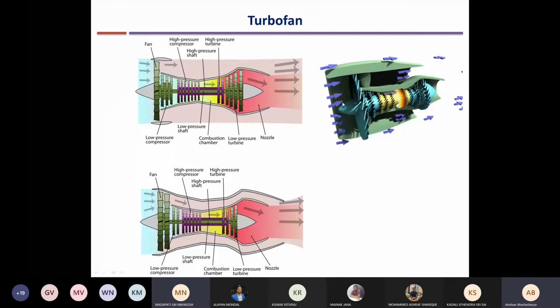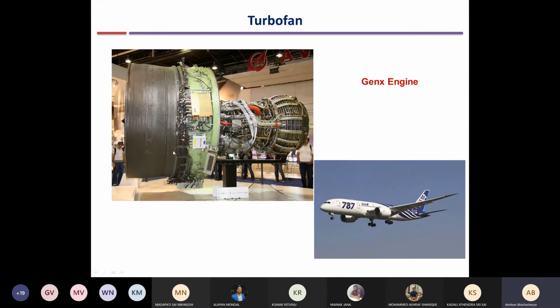So these are some examples of real life engines. This is the GEnx engine. You can see the size of this engine relative to the persons who are standing. So this internal area that you can see is the core area. Outside of the core area, all these wirings and other things are there. These are for fuel injection. A lot of things are there. It's a very complicated engineering device.